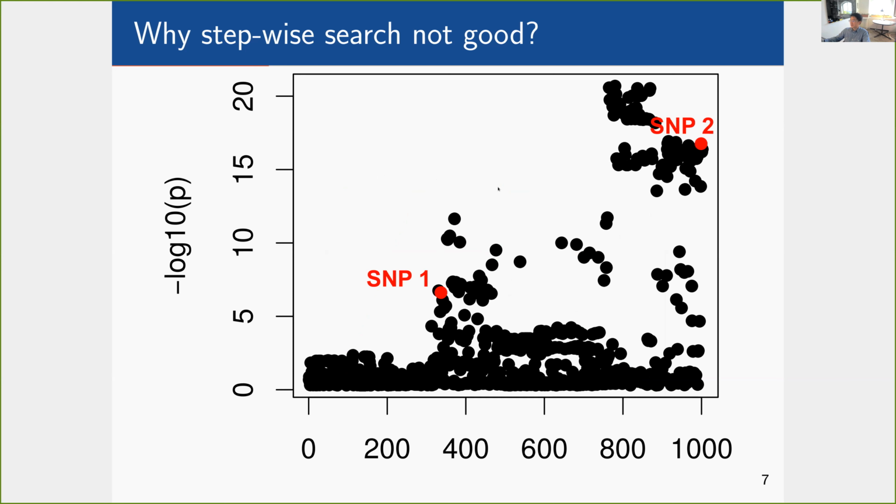And why do we know that? Because it's simulated data. The effect sizes we know, but the LD structure is from the real data. So it could happen in the real world that two SNPs that are not the top SNP are the causal SNPs, and if you go from the top SNPs, that's not going to work. So what we are trying to do is find all the combinations of SNPs that seem to explain most of the signals.